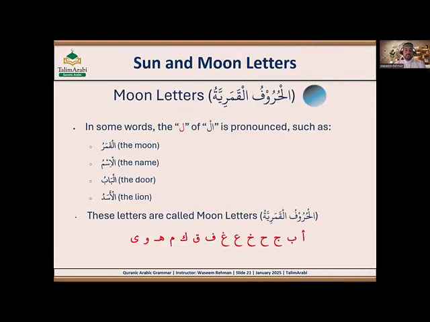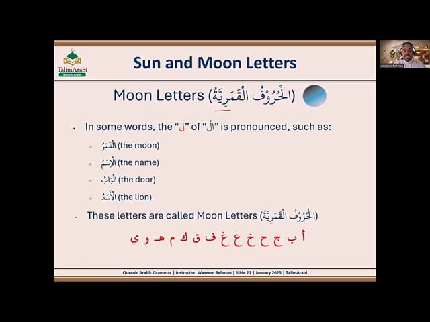So there are two types of letters in all those 29 alphabets, right? Some letters are called moon letters, or huruful qamariya, as qamar means moon. And some letters are called sun letters, huruful shamsiya. So let's see what those letters are and what effect they have when al comes with those words. First, moon letters, or huruful qamariya.